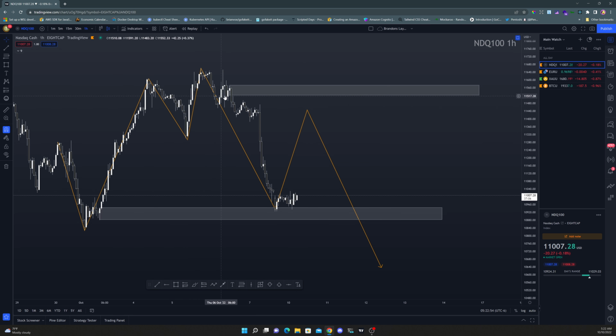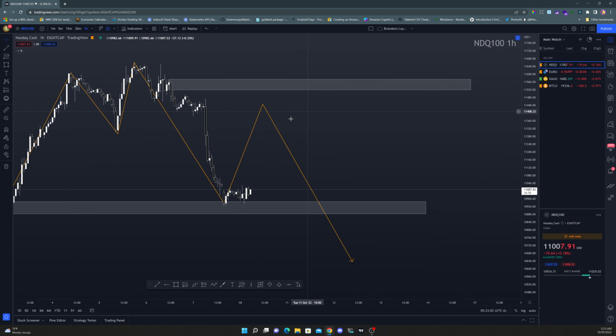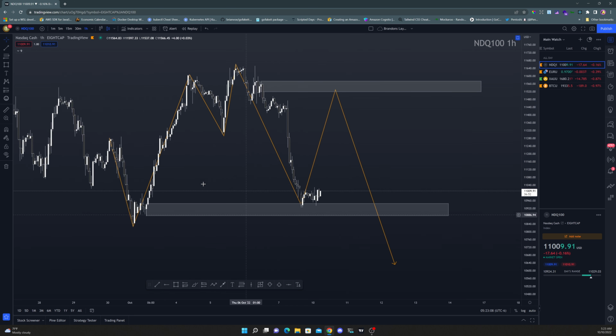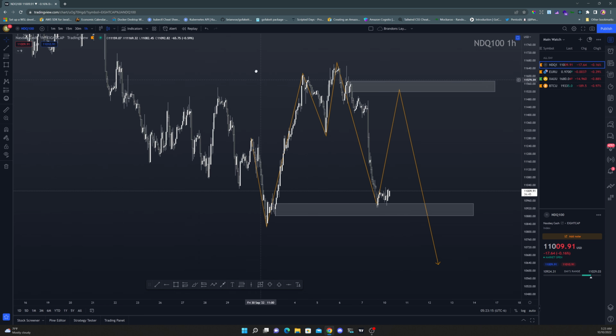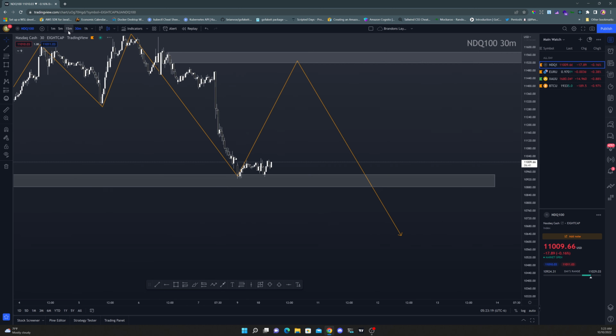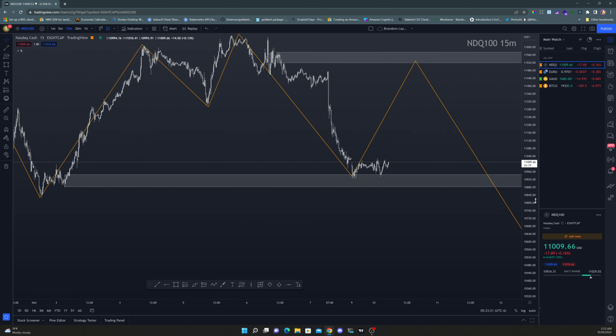Actually, let's go ahead and get this magnet tool over here because I only have one hand right now. Yeah, I mean, mitigated the open. We potentially see it come up there. So something like this before ultimately running these lows. So that's what I would go ahead and say right now. This is on the higher time frame. So let's go down. Let's keep zooming in and see what we got going on down here.